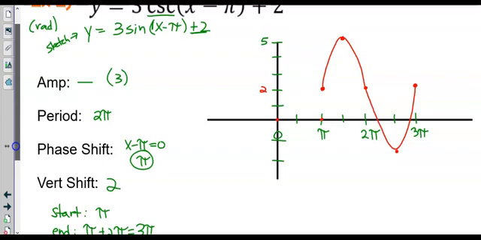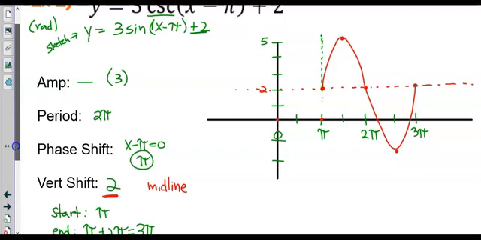Now, anytime you have a vertical shift, it's probably a good idea to fill in your midline. So your midline happens where that vertical shift is. So there's our midline on the graph. The reason why we need to do that is because that's where our asymptotes come into play on this one.